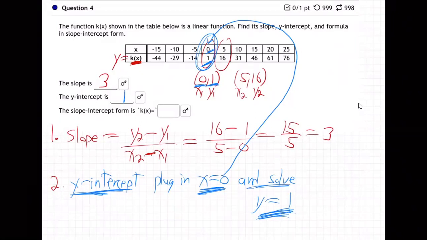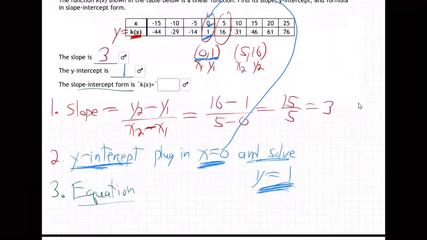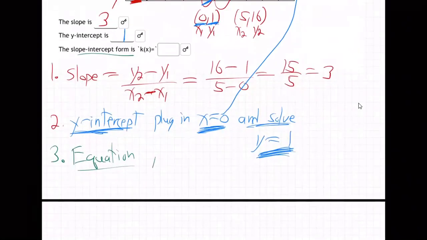And then finally, step number 3 says, basically that's fancy talk for the equation. It says slope-intercept form. That means what's the equation? It's going to be y. Remember y equals mx plus b?